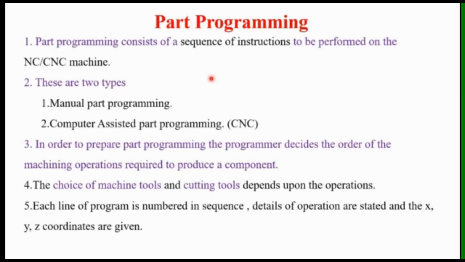There are two types of part programming. One is called manual part programming, and the second one is called computer assisted part programming. Computer assisted part programming is used in CNC machines.